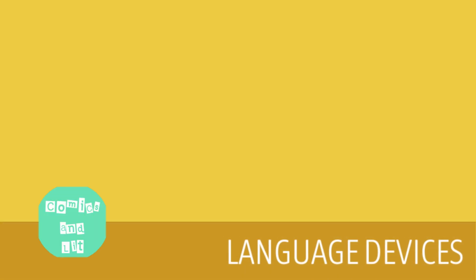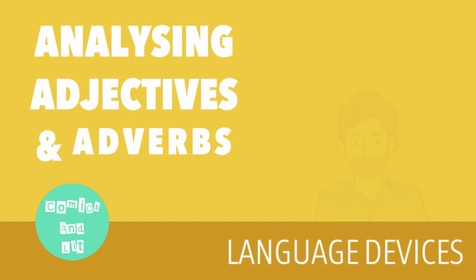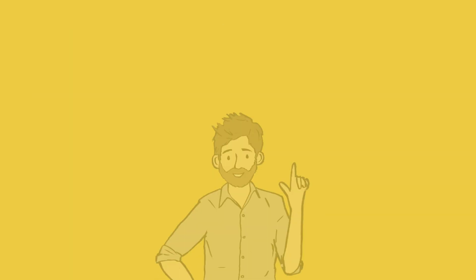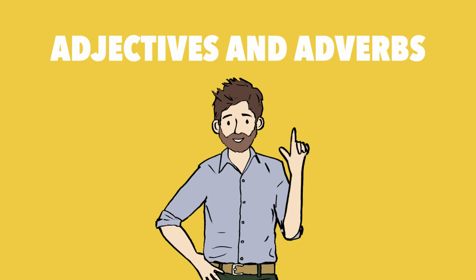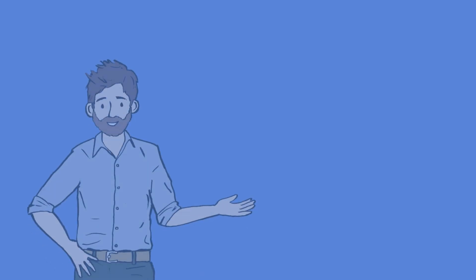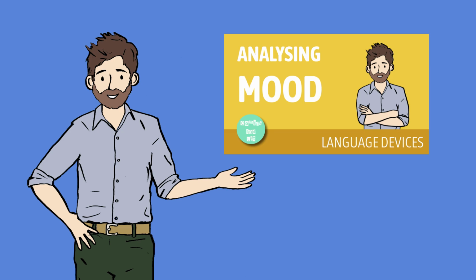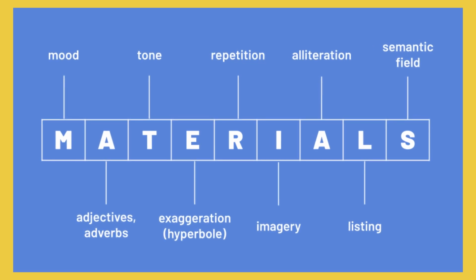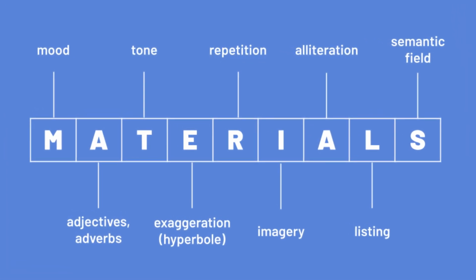If you're studying English and want to level up your analysis skills, this second video in my series on language analysis will teach you to identify and analyse two word classes, adjectives and adverbs. A quick reminder, if you haven't seen the introductory video focusing on mood, you may wish to go back and watch that beforehand. In it, I introduced the acronym MATERIALS, which will help you memorise this essential set of language devices. Back to the focus of this video.